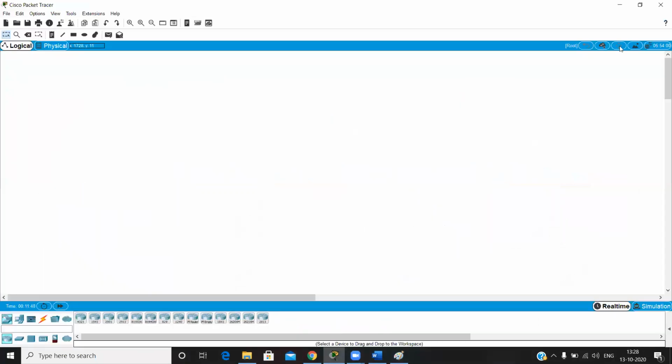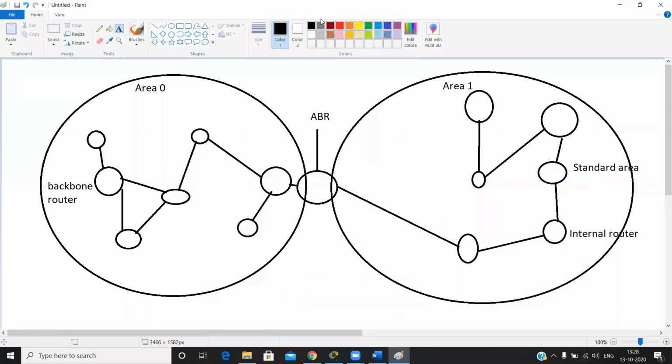So how do we configure the OSPF? Any doubt in theory part? No, sir.